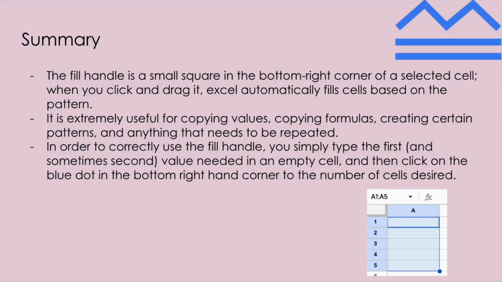So, we just learned a whole bunch about how to use the fill handle in Excel spreadsheets. To refresh your memory, the fill handle is a small square in the bottom right-hand corner of a selected cell. When you click and drag it, Excel automatically fills cells based on the pattern. This can be extremely useful for copying values, formulas, creating certain number patterns, and anything else that needs to be repeated. In order to correctly use the fill handle, you simply type the first and sometimes second value needed in an empty cell, and then click on the blue dot in the bottom right-hand corner to the number of cells desired. And that's the fill handle.